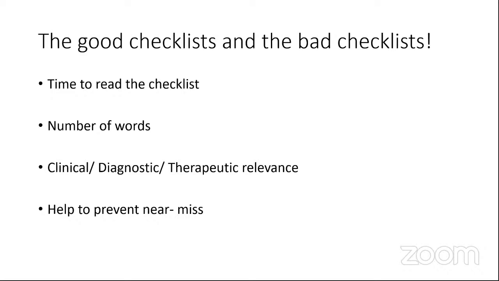And the third would be, what is the clinical, diagnostic, or therapeutic relevance? So they should try to optimally use space to include those factors which would be extremely important diagnostically and clinically for the clinical team, and may perhaps give you hints of a possible therapeutic drug which might be useful to a particular diagnosis. So the essential goal of a checklist should be to help prevent near misses.